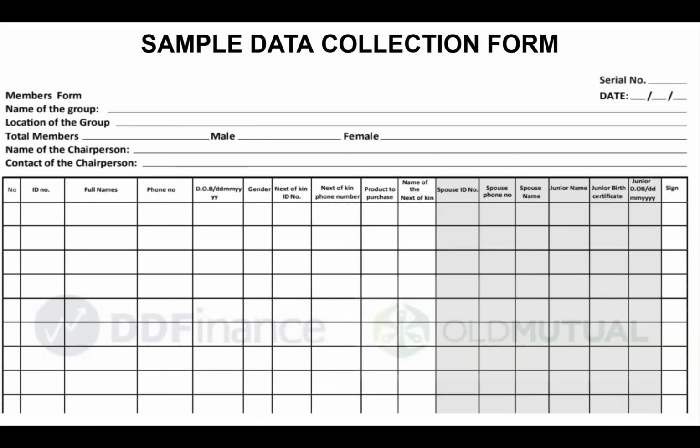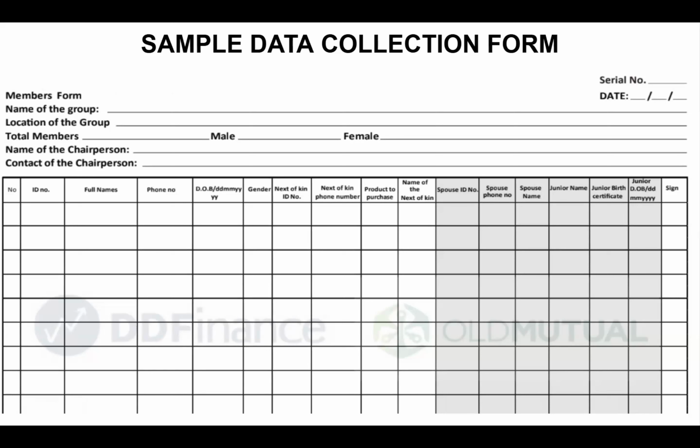Now, this is basically a summary of the slide that I was showing earlier. Rather, this is the actual members form, and we'll be looking at the name of the group, the location of the group, and the total members of the group, that is how many male and how many female. That's important for our data and even yours as well, and the name of the chairperson and their contact.